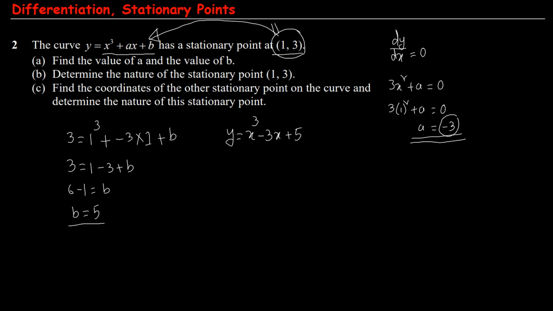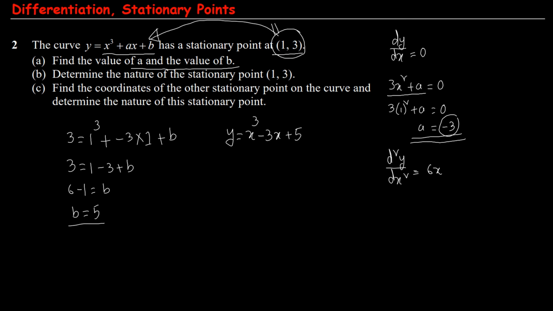So the first question asks us to find a and b. We have already done that. Then the second question, determine the nature of the stationary point. For doing that, we have to differentiate again. We have the first derivative, which is 3x square plus a. So our second derivative d square y by dx square, we differentiate again, and we get 6x, because a is a constant, it gives us 0.